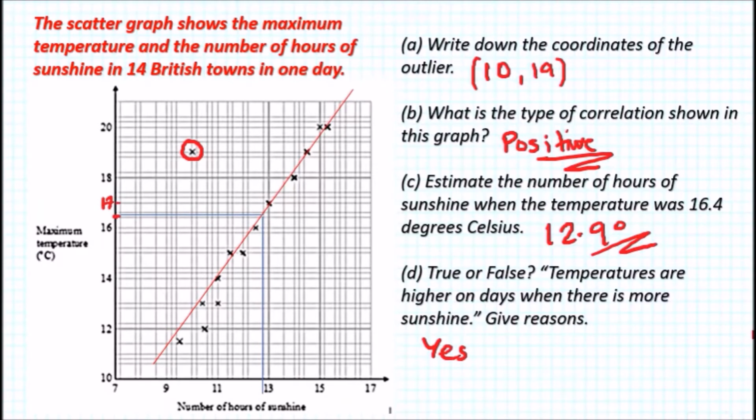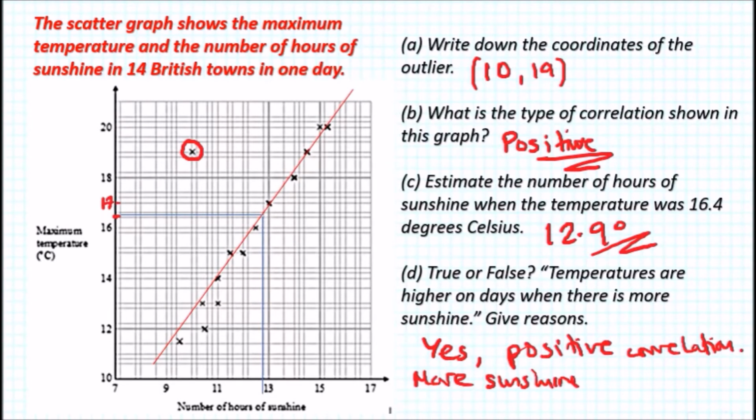We give reasons. Your reasons can simply be that as the number of hours increases, the maximum temperature also increases. We can just say therefore yes, because there's a positive correlation. There seems to be more sunshine as the maximum temperature increases.